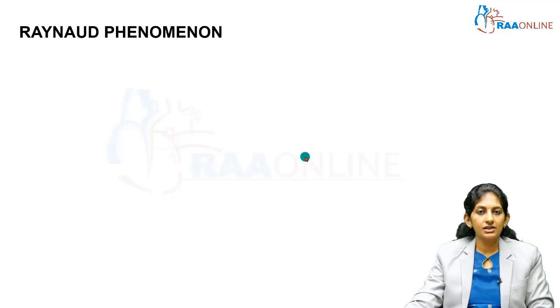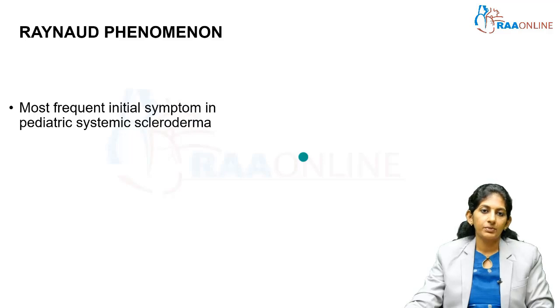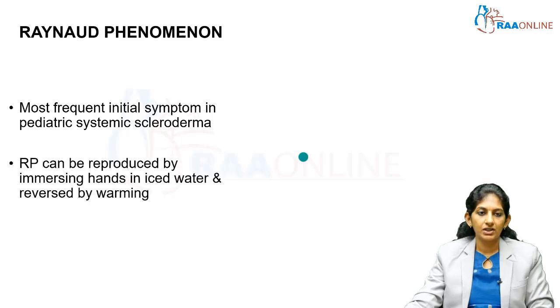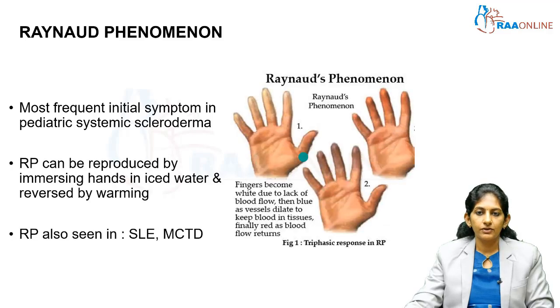So children and adults with systemic scleroderma can have Raynaud's phenomenon. So what exactly is this Raynaud phenomenon? So this is one of the initial symptoms in pediatric systemic scleroderma. So what happens in Raynaud phenomenon? So number 1, look at this image.